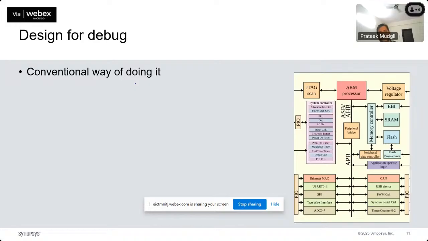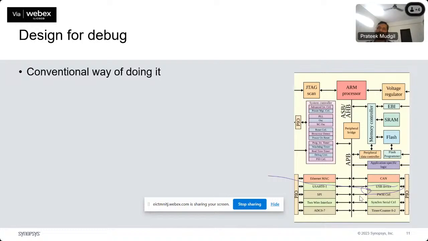let me go into design for debug. When I started working in industry, and today in industry, a lot of things have changed, right? So let us say there is a JTAG chain, or let me pick a simple USB device. So this is a block.